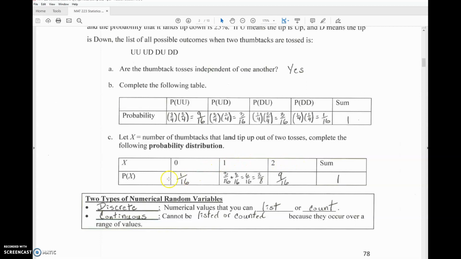So what are the probabilities? The probability for x equaling 0, well, that's the situation of this guy, probability of down and then down, which we computed to be 1/16. What's the probability that x equals 1? So this is 1. Now notice that both of these are having one thumbtack land tip up. So you add those two together. So you get 6/16 or 3/8. And then the probability that you get both of them landing tip up is this guy, probability of up and up. So that's 9/16. So again, those sums add up to 1.